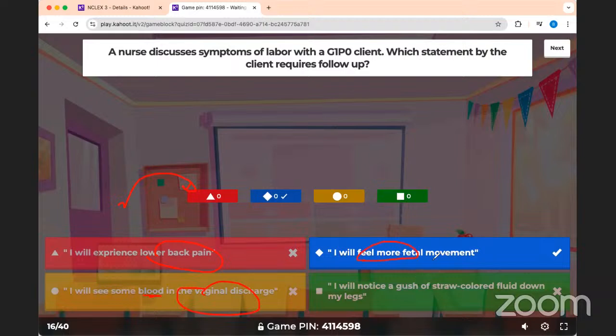During labor, fetal movement decreases. It's not going to go up. Baby does not like contraction, so it goes down. I will notice a gush of straw-colored fluid down my leg. That is your water breaking. So this is all expected findings. So just pay attention and know about this. This is all normal. This is the right answer.